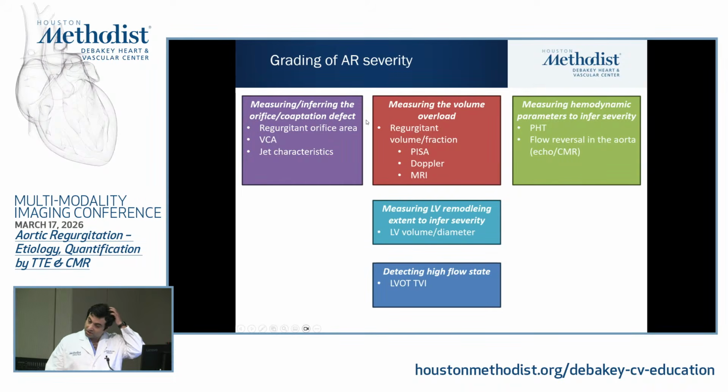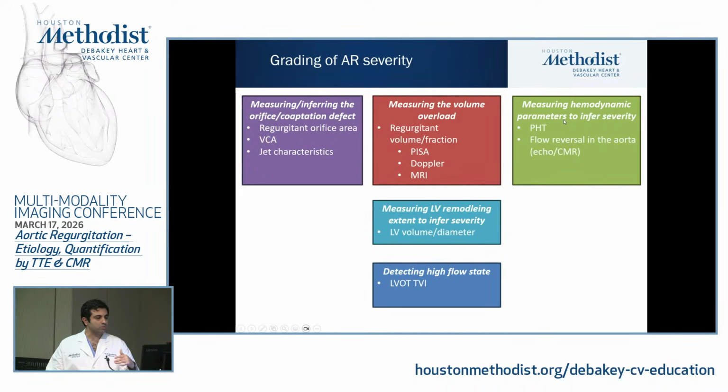Now, grading of AR is very interesting to me, and we spend a lot of time doing this in the echo lab and on the research side. I try to categorize it a little bit differently. There are so many measurements, a little bit more than what you have for aortic stenosis, for example. So there are ways where we can try to infer or directly measure the actual orifice or the defect that's causing AR. These are things like the regurgitant orifice area, the vena contracta, and then looking at the jet itself. There are ways to directly measure the volume overload, so you can see how many cc's there are. And there are multiple ways of doing that, whether it's with PISA, with Doppler, or with MRI.